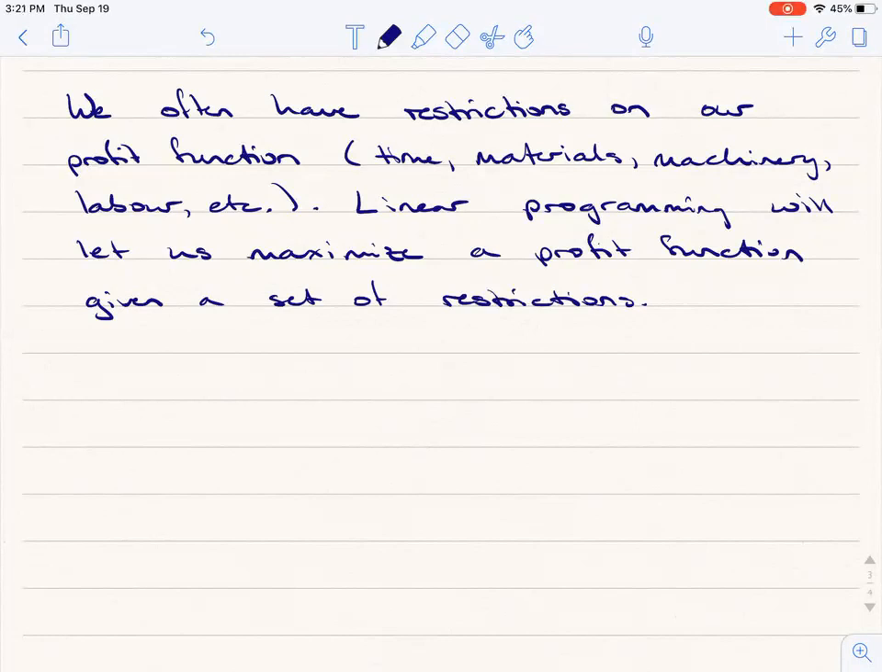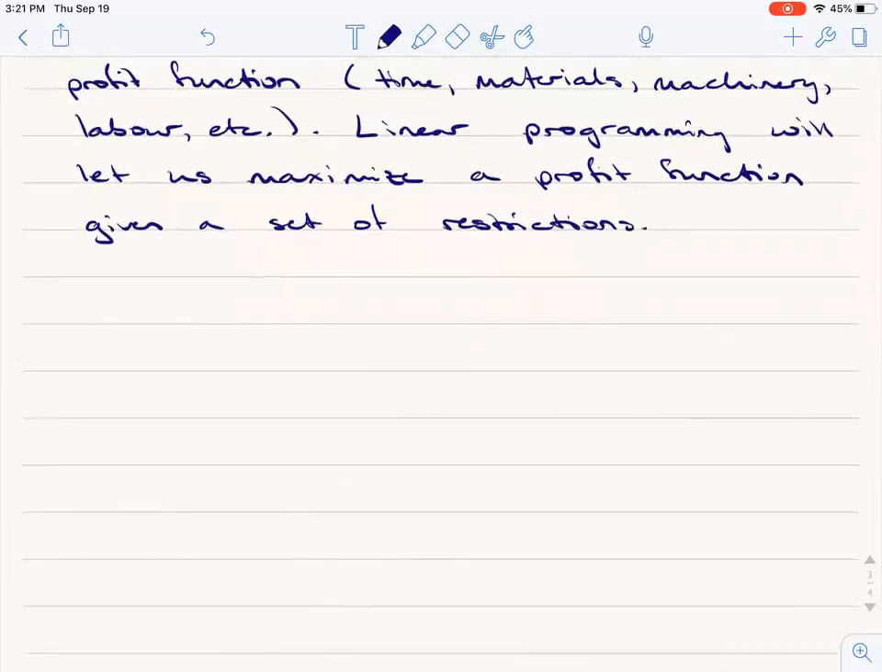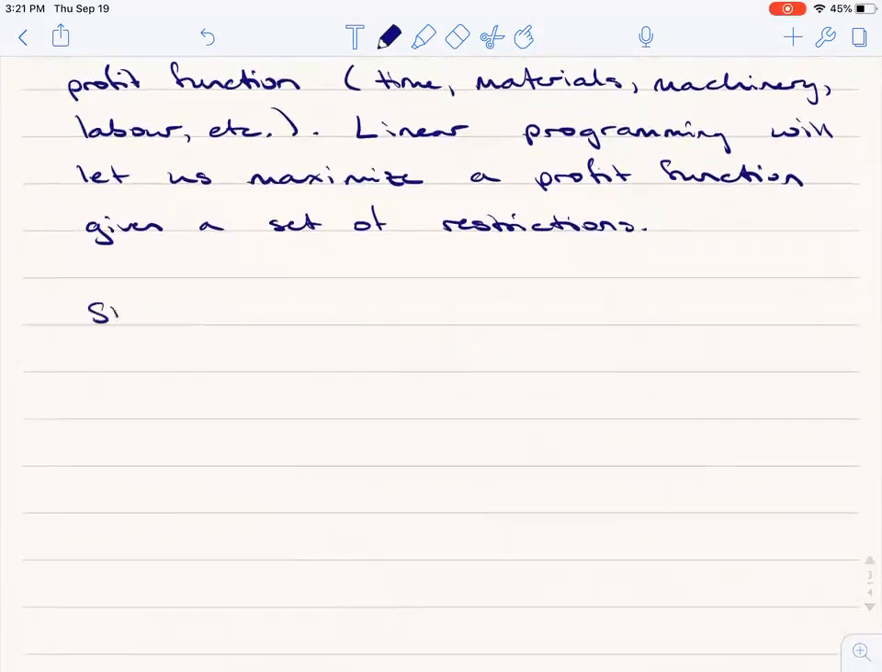So before I show you an example, I want to talk about the steps that we do, right? Because I think if we have a look at the steps that you're going to follow, it won't look as bad. And so, steps to maximize a profit function.